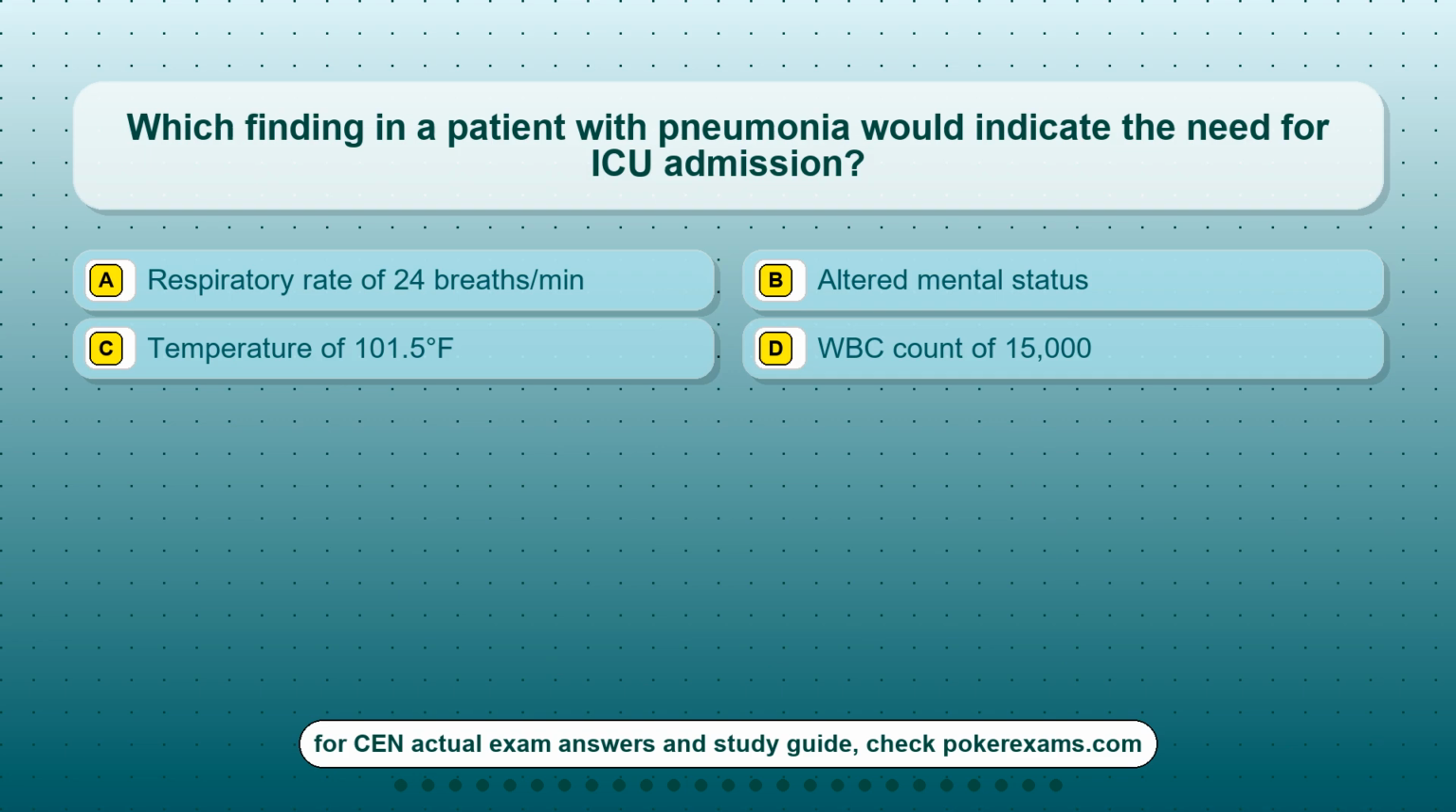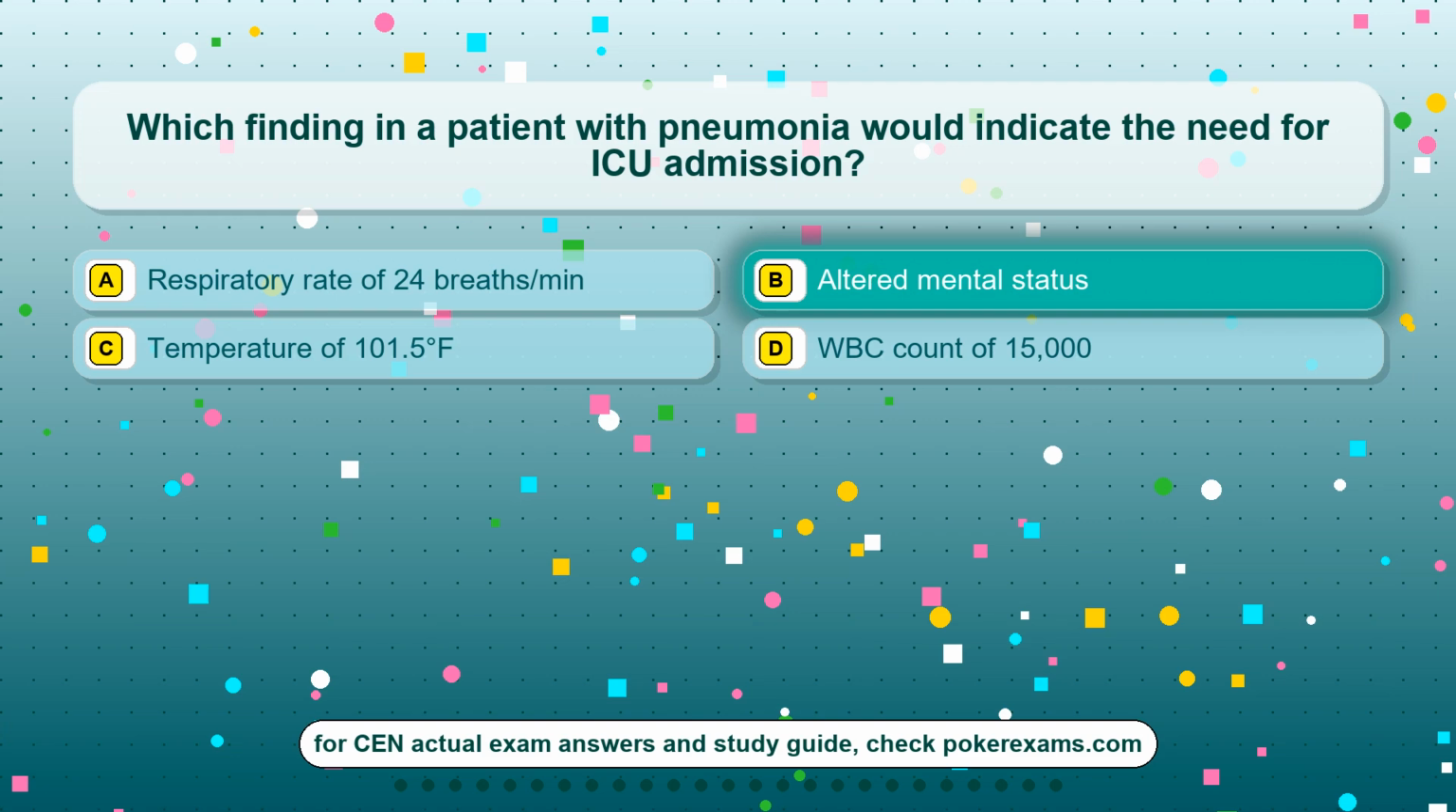Question 13. Which finding in a patient with pneumonia would indicate the need for ICU admission? Option A, respiratory rate of 24 breaths/min. Option B, altered mental status. Option C, temperature of 101.5 degrees Fahrenheit. Option D, WBC count of 15,000.